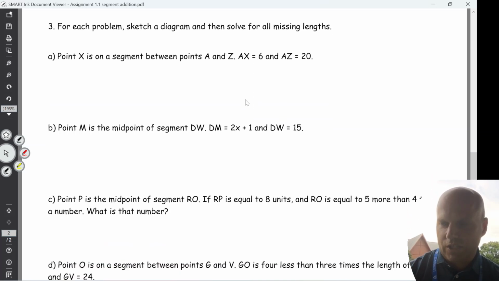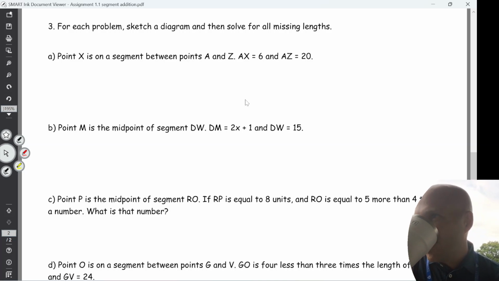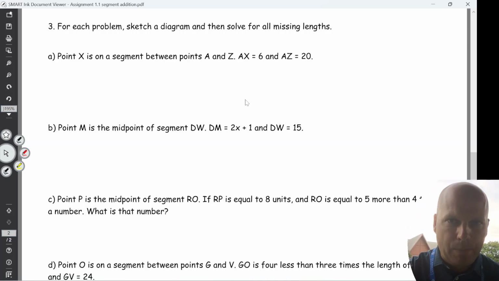All right, popping over to the second side, we are on question number 3, and we are told to sketch the diagram ourselves, whether it's in your brain or on the paper. We are not providing as much information. You're going to have to set up the equations. You're going to have to draw the situation.